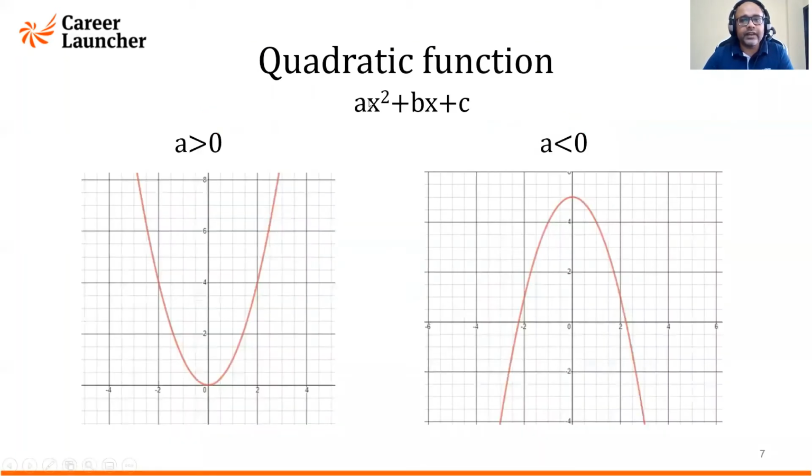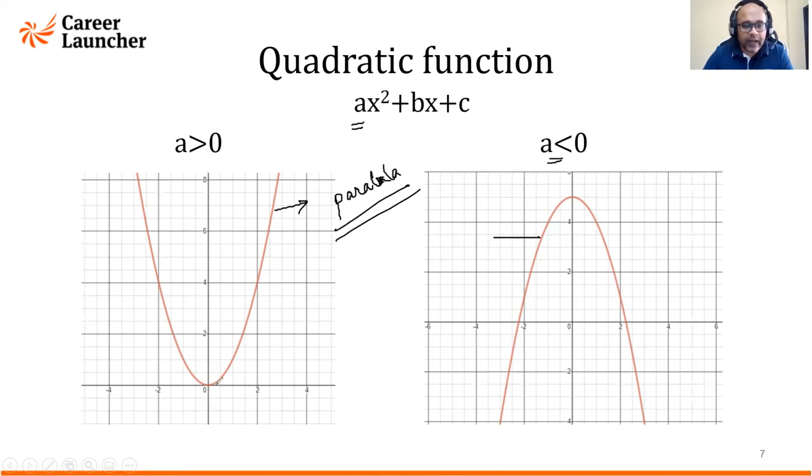The next graph is a quadratic function. Any quadratic function will be of the form ax squared plus bx plus c. Now, depending upon a, whether a is greater than 0, which is positive, or a is less than 0, so the coefficient of x squared, whether it is positive or negative, depending upon that, you get a graph of this shape. The shape is called as a parabola.